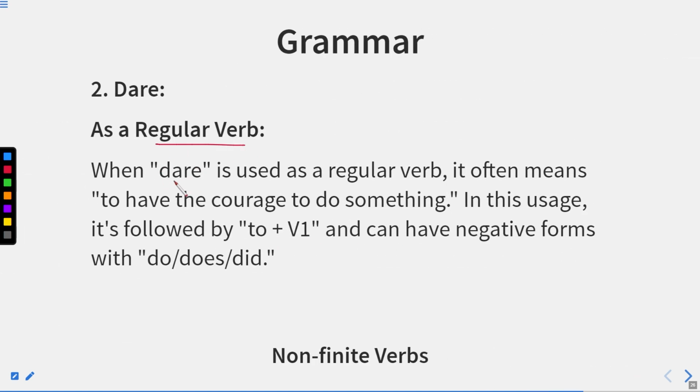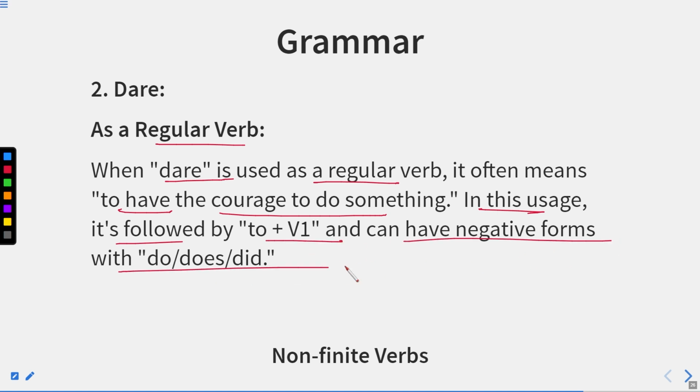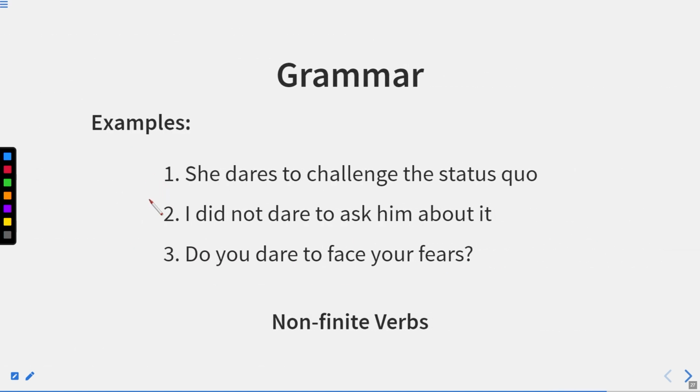Dare as a regular verb. When dare is used as a regular verb, it often means to have the courage to do something. In this usage, it is followed by to plus verb one and can have negative forms with do, does, and did. So this is how we are using the word dare as a regular verb. She dares to challenge the status quo. I did not dare to ask him about it. Do you dare to face your fears? So this is just the use of dare in the regular verb sense.